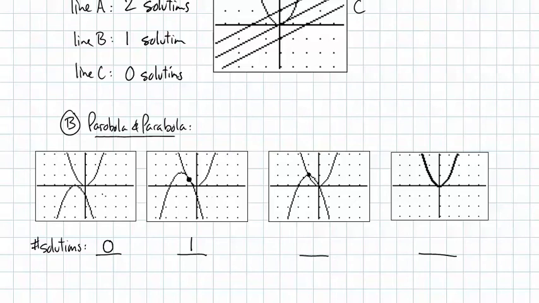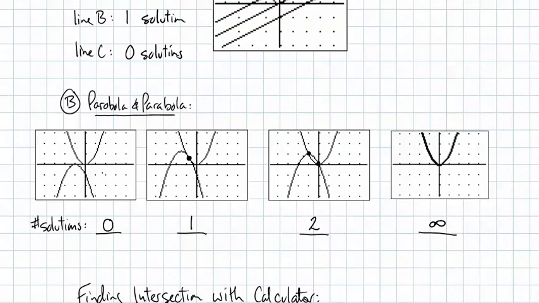In the third case here, you can see that there are two locations of intersection. And the fourth case is kind of unusual. It's actually a parabola graphed right on top of another parabola, and in that case, every single point is a solution. So there are an infinite number of points or an infinite number of solutions.